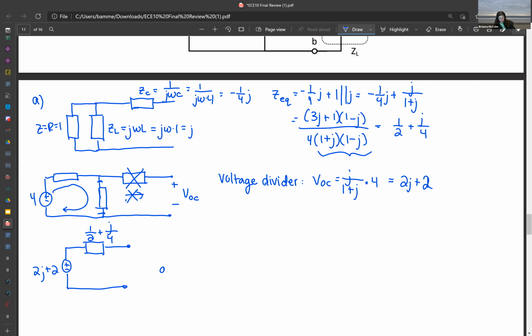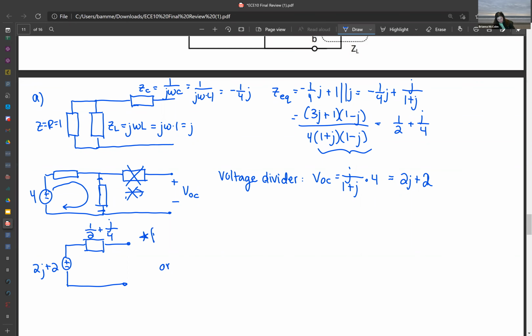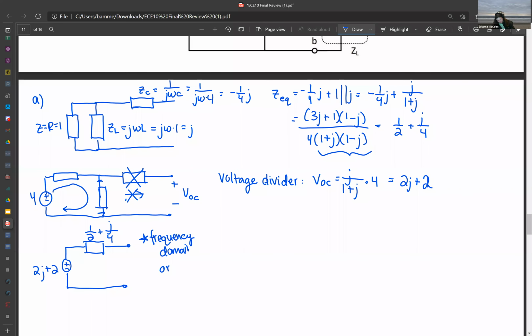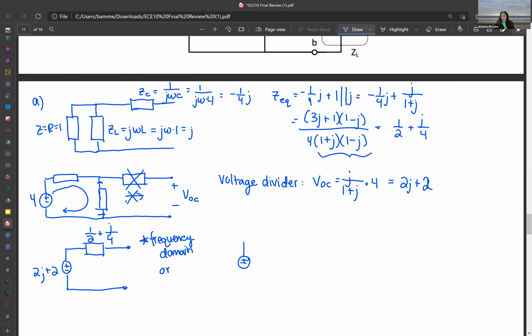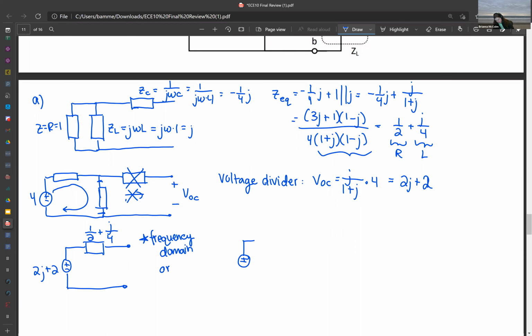And then if we want to put it in the time domain, we're going to have our voltage source. And then when we look at our complex total impedance, we're going to see that we have a real part, so that's going to be a resistor. And then this is a positive imaginary part, and positive imaginary is an inductor, negative imaginary is a capacitor. So we're going to have a resistor and an inductor. And then that's going to be our Thevenin equivalent. So we can easily see that the resistor is 1/2, and that this is 1/4.